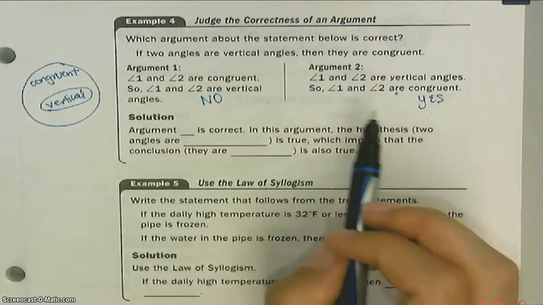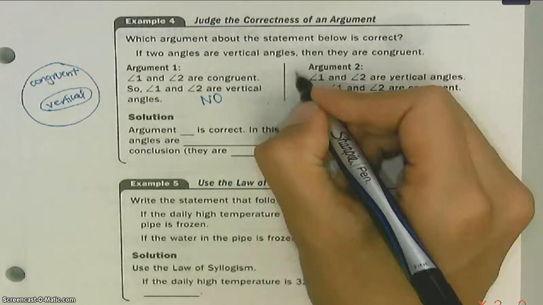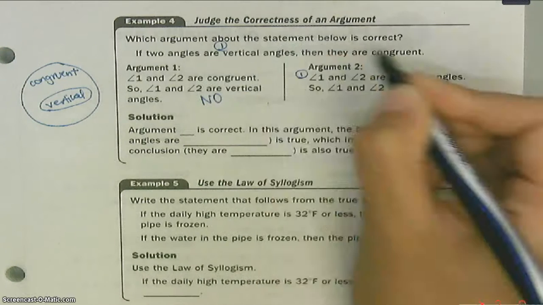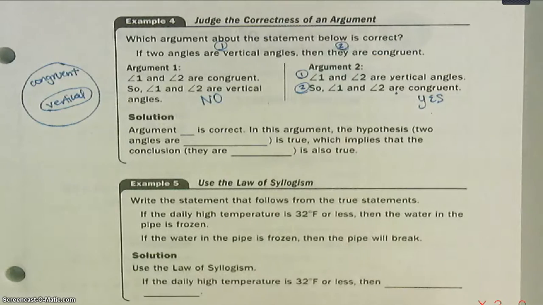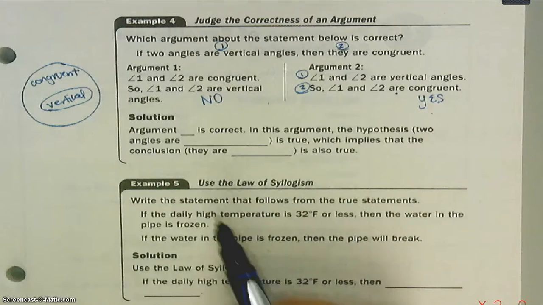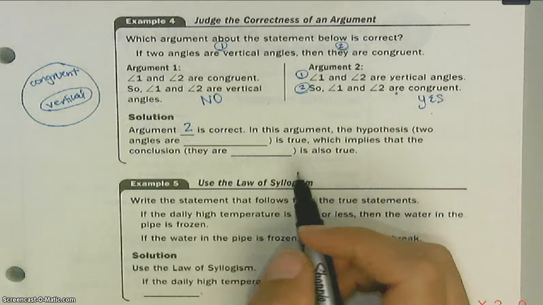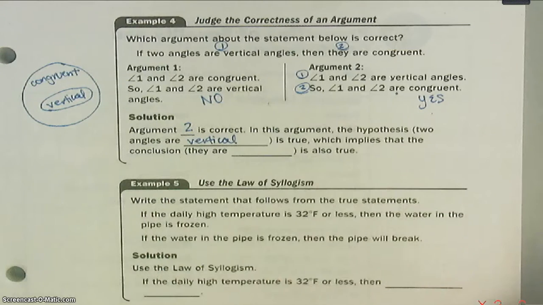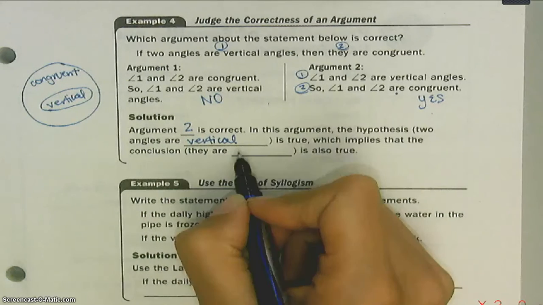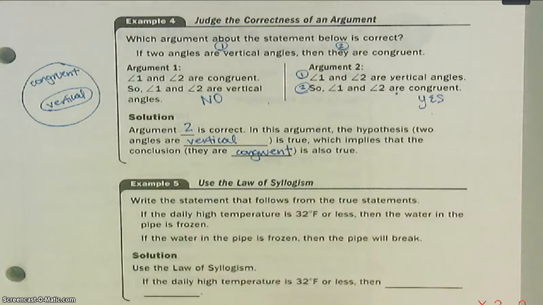And you notice it works forward. 1 and 2 are vertical. That's the very first thing here. Then they concluded the conclusion. You always want to conclude your conclusion. Argument 2 is correct. The hypothesis, which is two angles are vertical, is true, which implies that the conclusion is true. We have to work forward. We can't work backward.